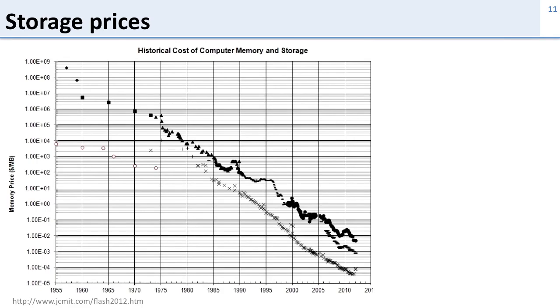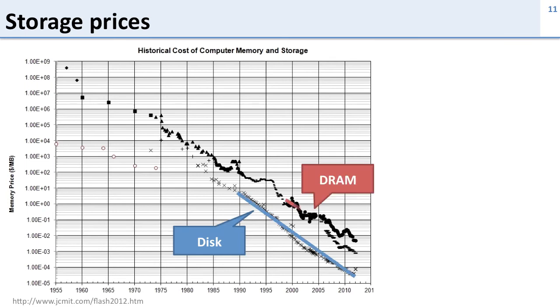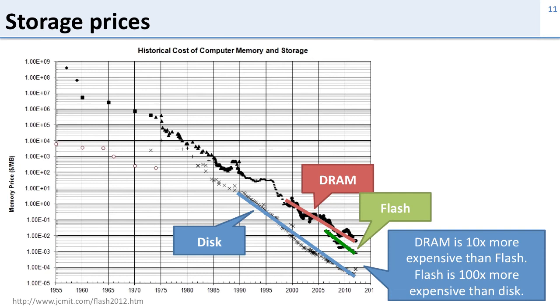So what's been happening to storage prices over the years? Here's a graph of them, and we can see what's happened to disk. Its price has gone down significantly, DRAM's price has gone down significantly, and flash has gone down significantly. Flash, as you can see, is a much newer technology, so it hasn't been around as long. But even though things are getting cheaper and cheaper, we can still see that DRAM is 10 times more expensive than flash, and flash is still 100 times more expensive than disk. So we're not about to replace everything with flash anytime soon.